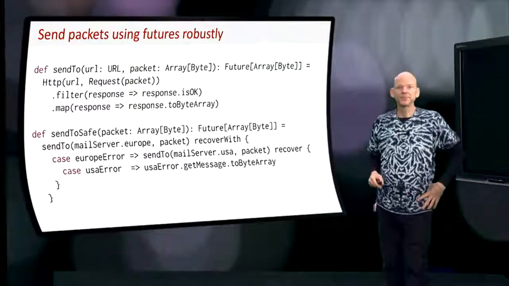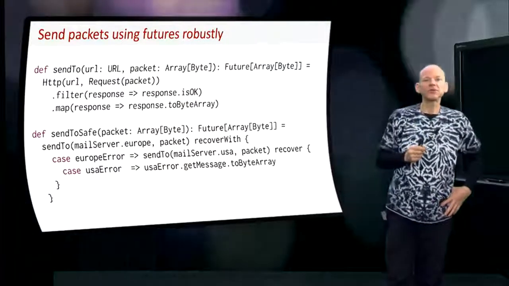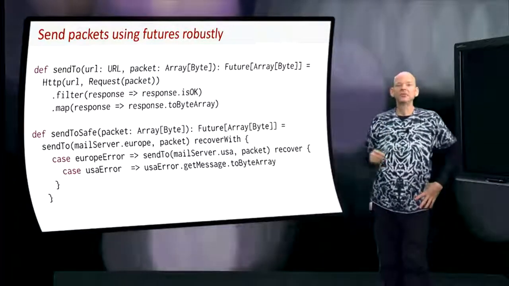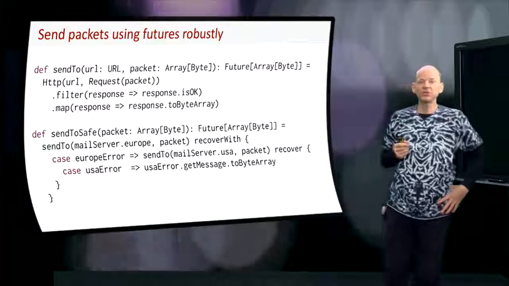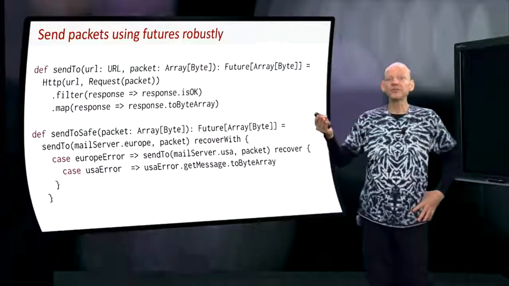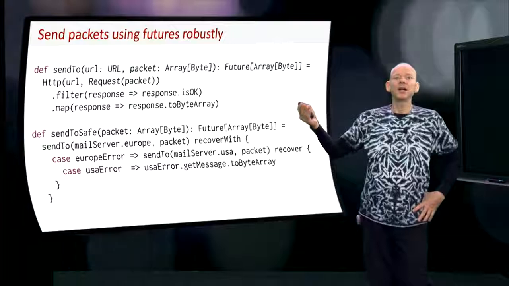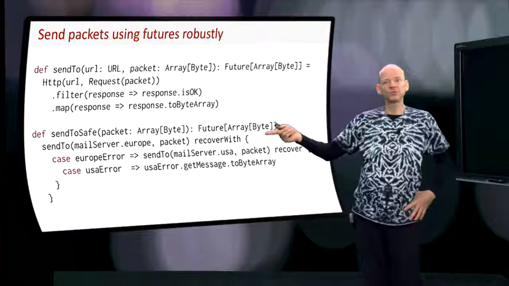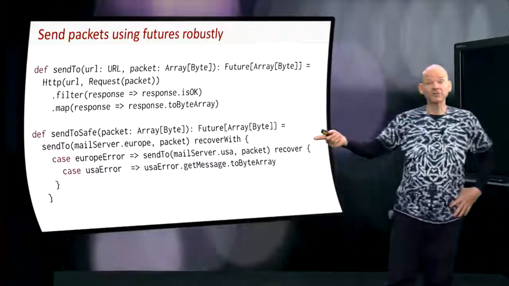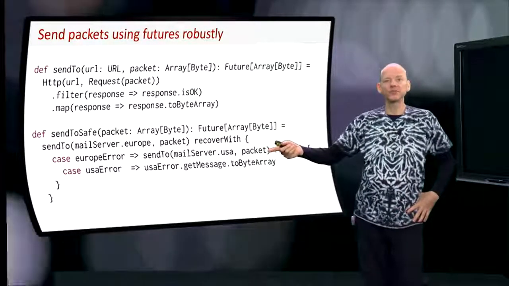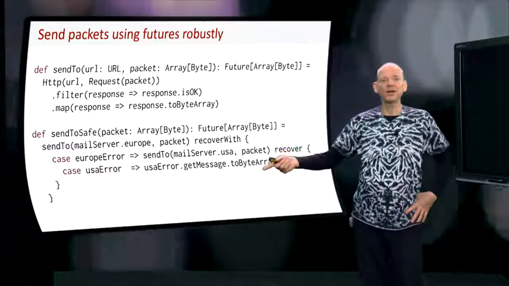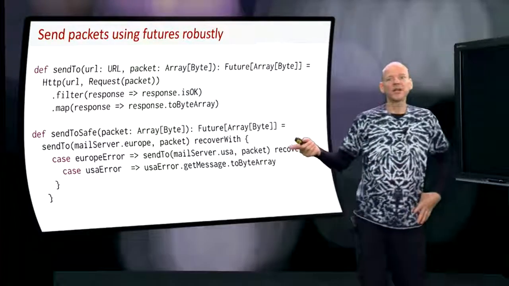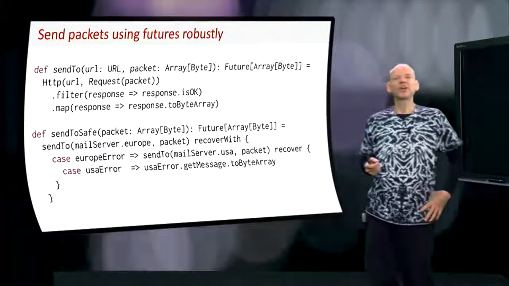So let's see if we can use these functions to write a more resilient version of sending packets. There was our old version, where we would just send it. What we're going to do now is send the packet to Europe first. When that fails, we use recover with, and what we get is a function from throwable to future of T. That's what we need. So we send it to Europe, and then to the US, and when that fails, we just return the error message with recover, and if it succeeds, we're done.